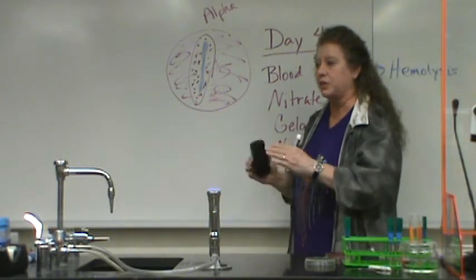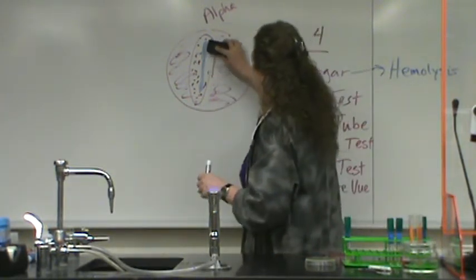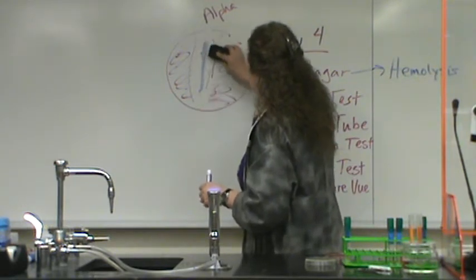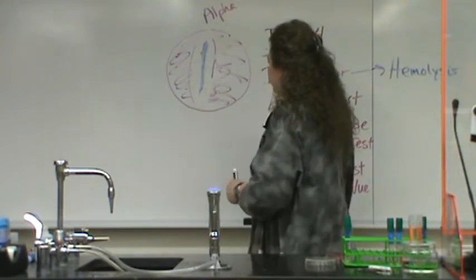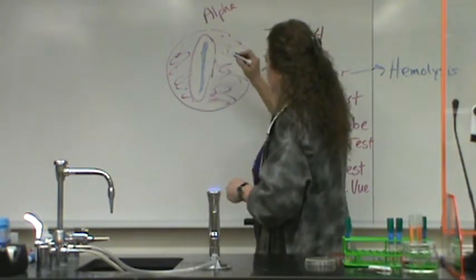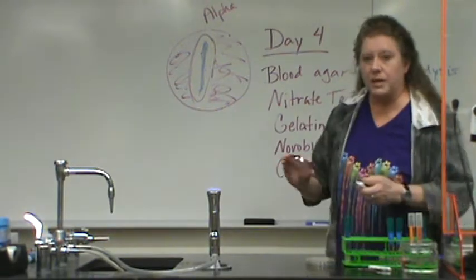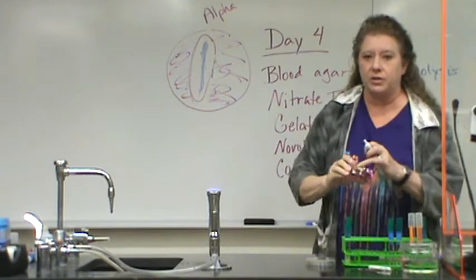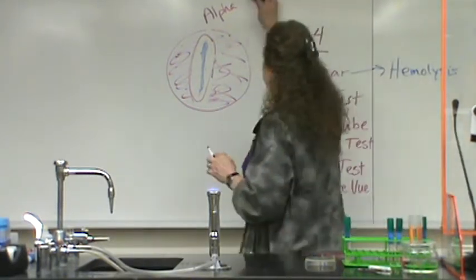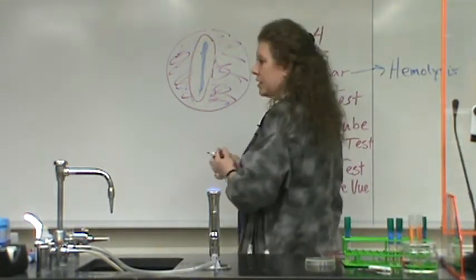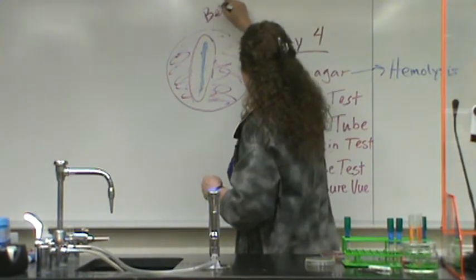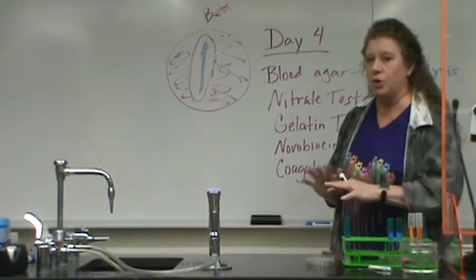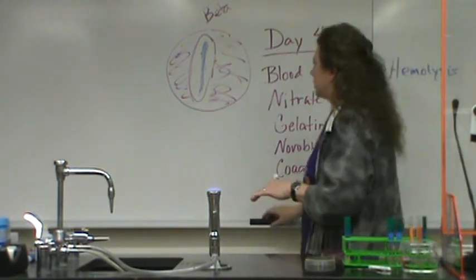Beta hemolysis, there's complete breakdown. So the halo will be clear. There will be no blood cells left in that halo. Okay, and if you had a beta hemolysis plate, you'd actually be able to look up at the light and see right through that agar because there's no blood cells left there. So that is beta hemolysis.